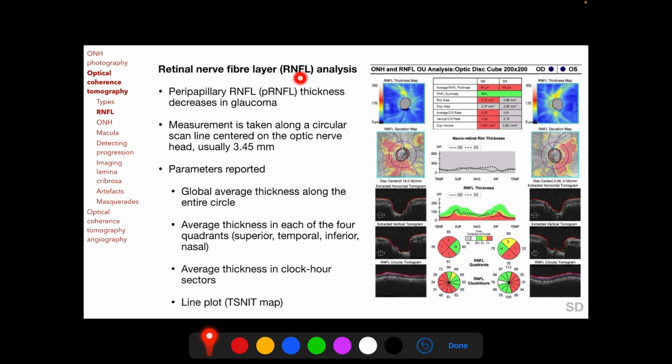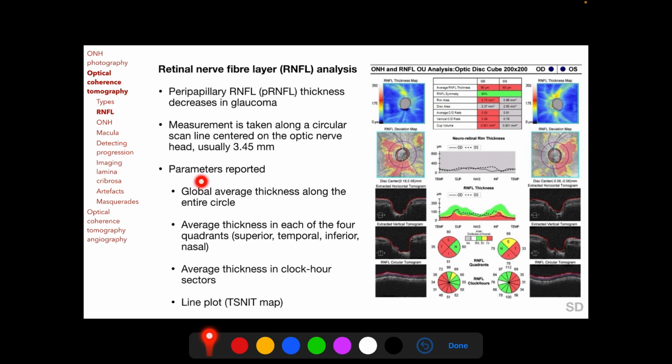Retinal nerve fiber layer analysis is important in glaucoma because, as we have discussed in previous sessions, the peripapillary retinal nerve fiber layer thickness decreases in glaucoma, and the measurement of RNFL thickness with the OCT is taken along a circular scan line of radius 3.45 mm centered on the optic nerve head.